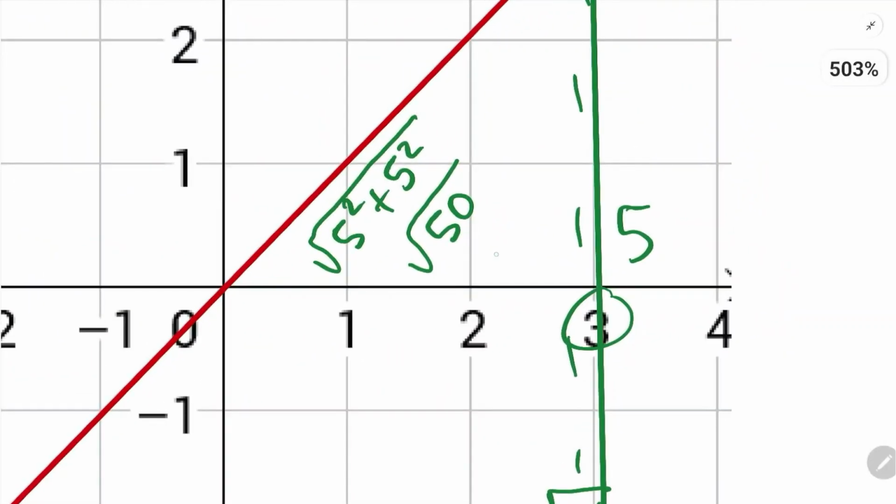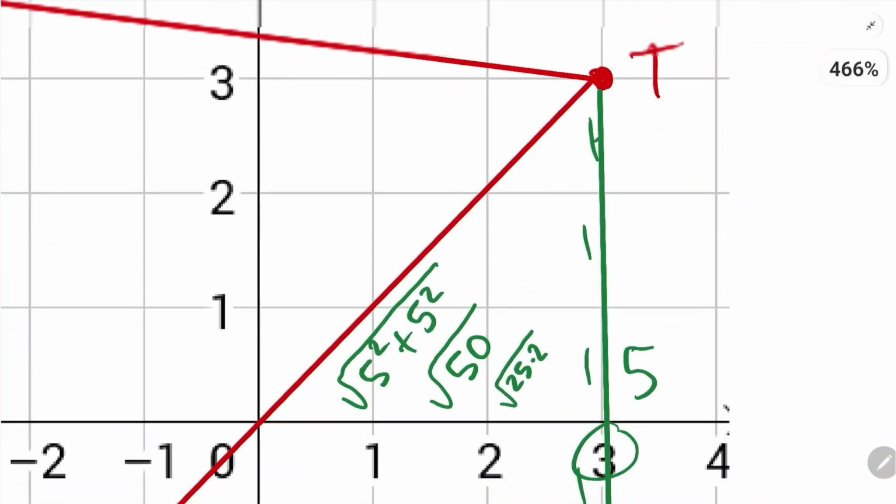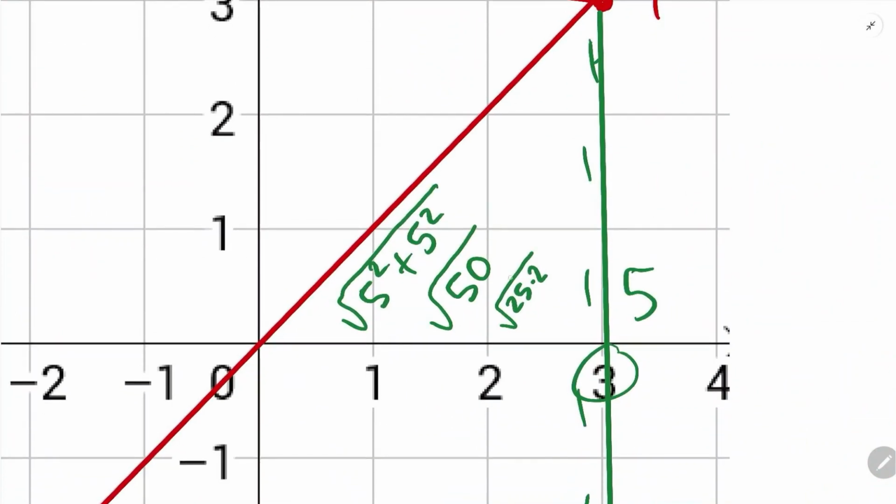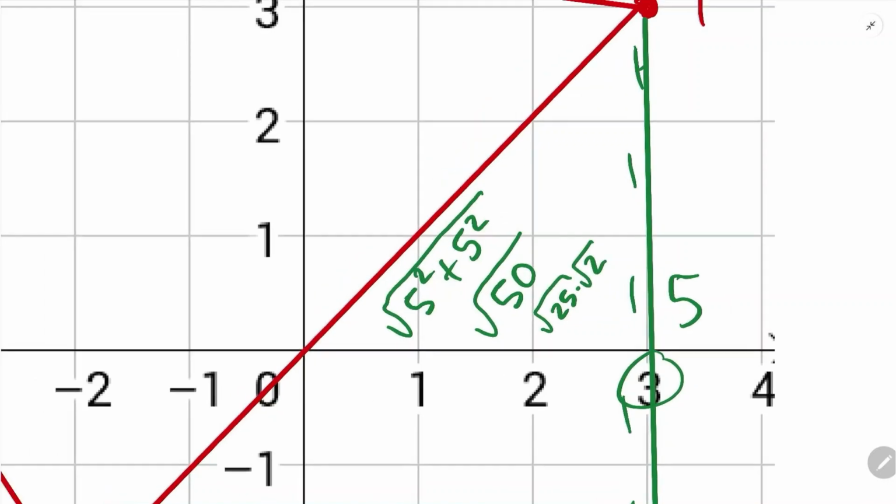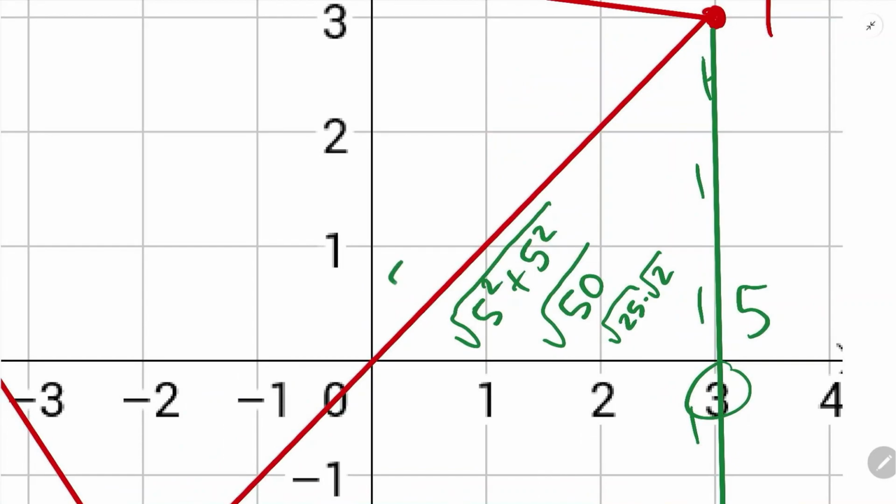So that root 50 is the same thing as the square root of 25 times 2. I can break this up into 2 separate roots because it is multiplication here. These are not terms. So I can write this as the square root of 25 times the square root of 2, which is 5 root 2. So this is exactly what your calculator will say: 5 times the square root of 2 is the length of that segment.